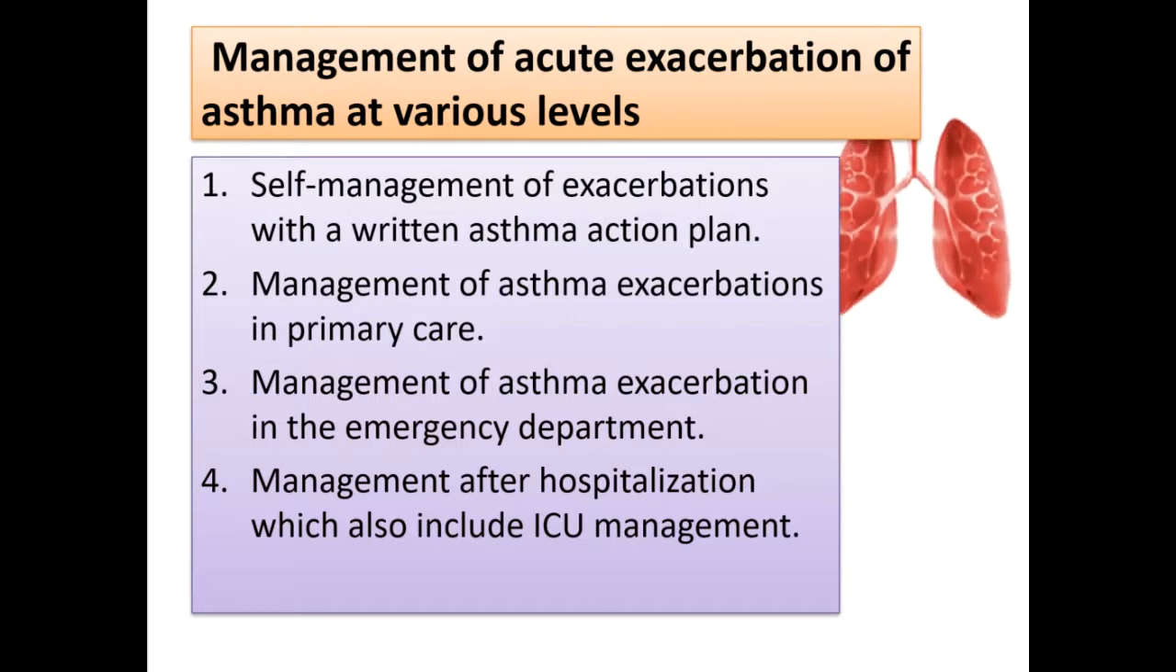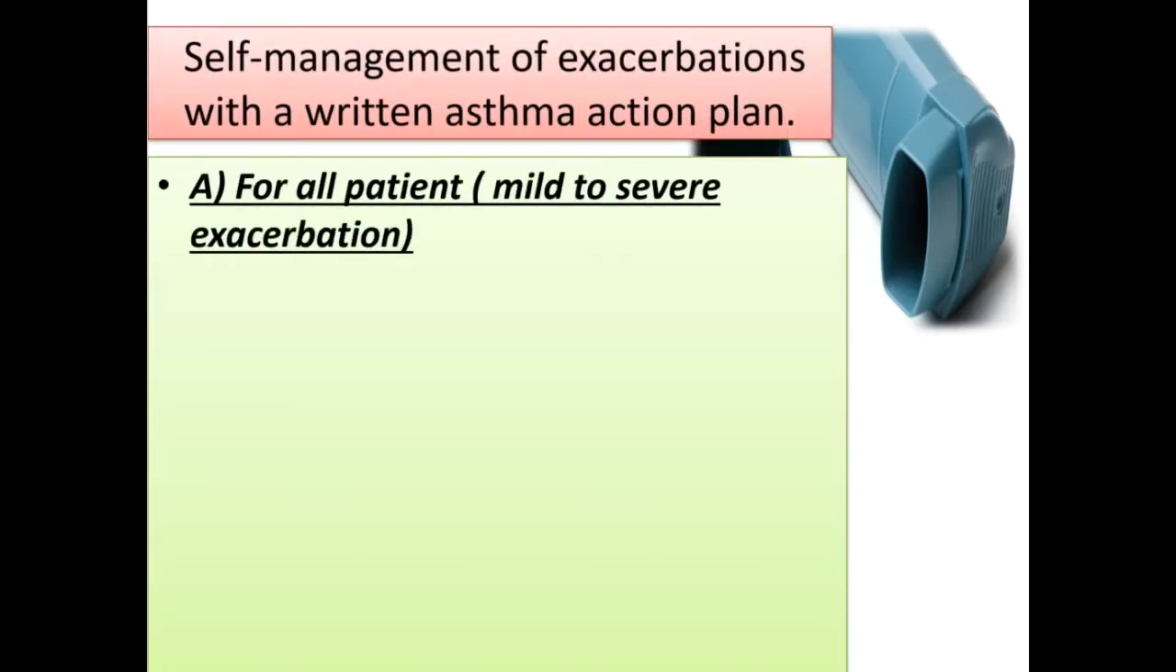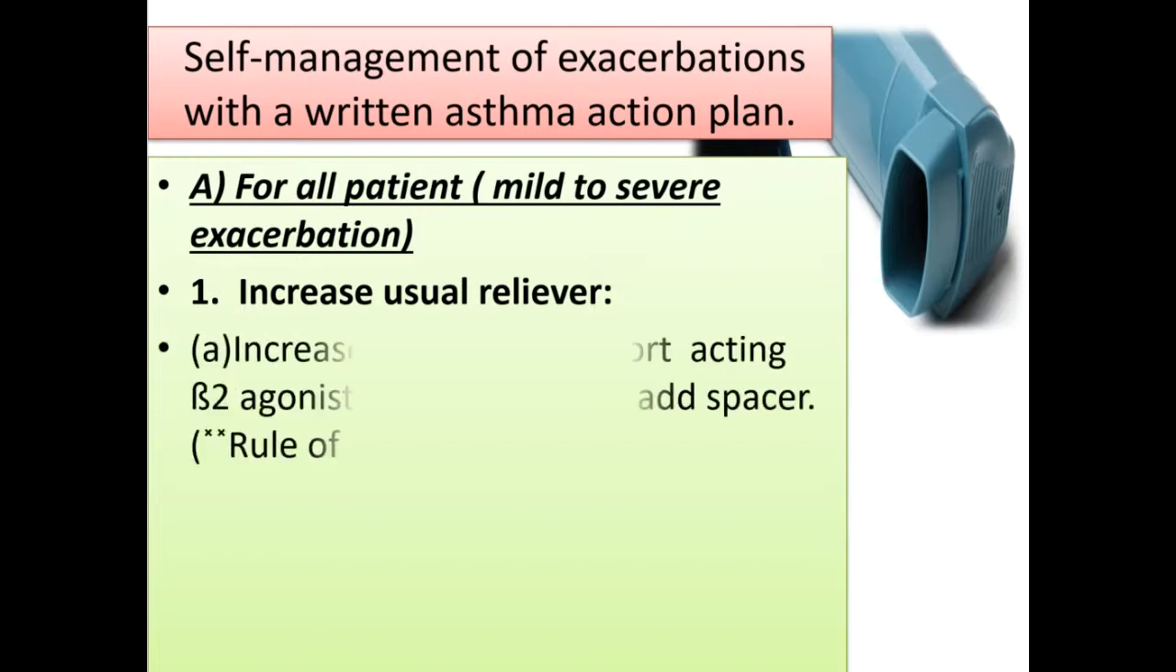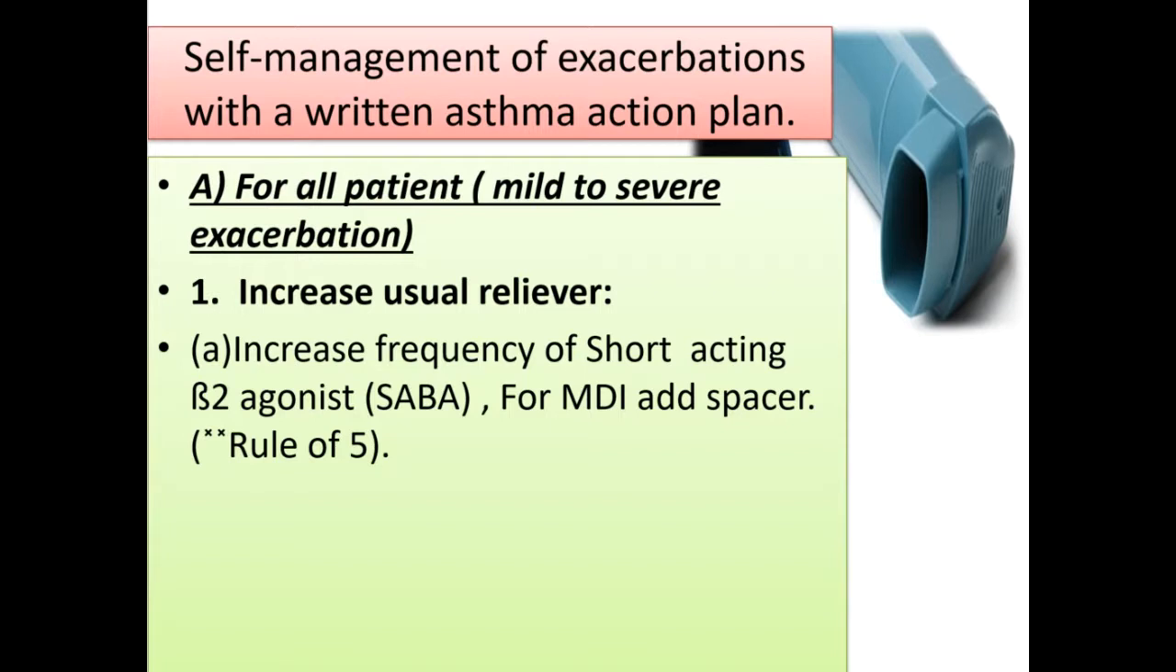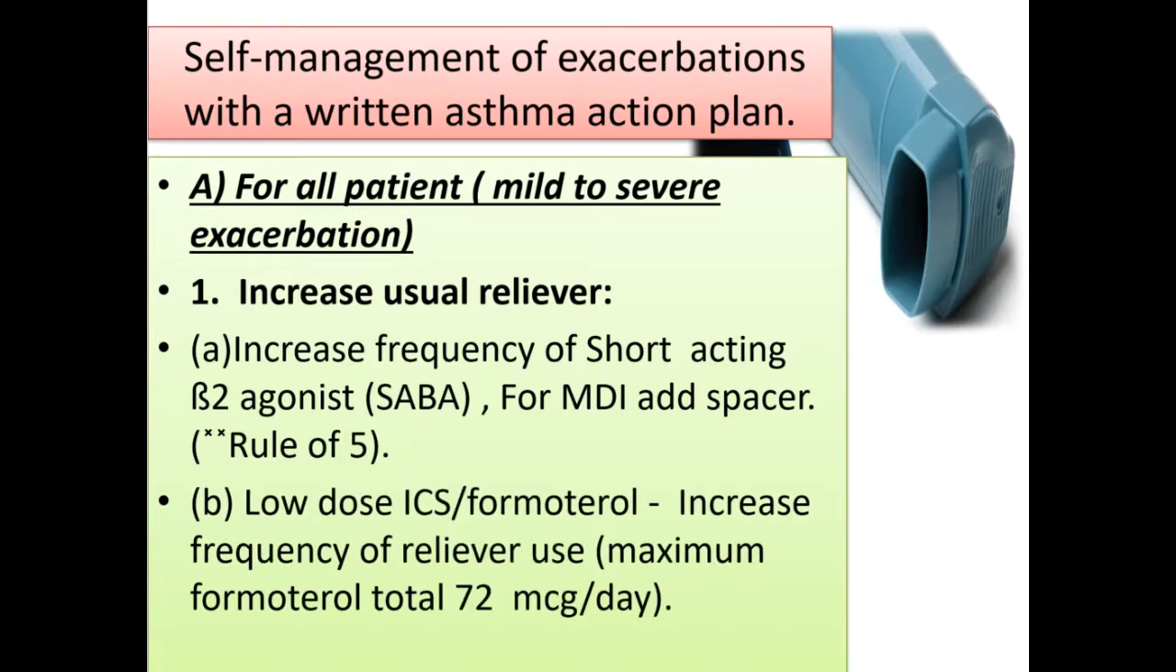Self-management of exacerbations with a written asthma action plan. A. For all patients, mild to severe exacerbation. 1. Increase usual reliever. Increase frequency of short-acting beta-2 agonist, SABA, by MDI and spacer, the rule of 5. B. Low-dose ICS/formoterol, increase frequency of reliever use, maximum formoterol total 72 mcg/day.